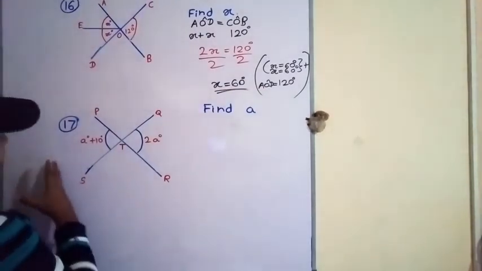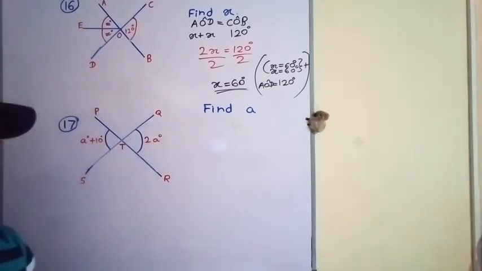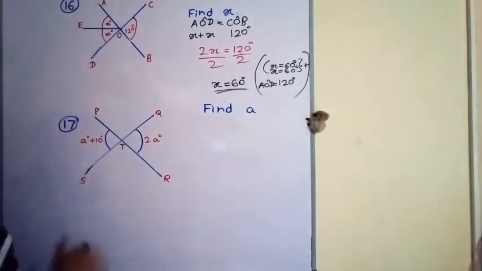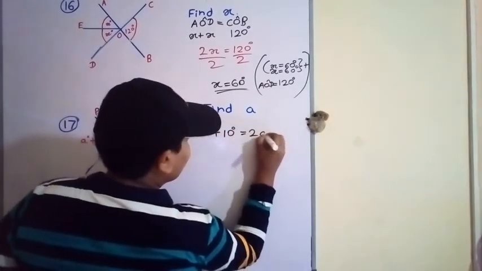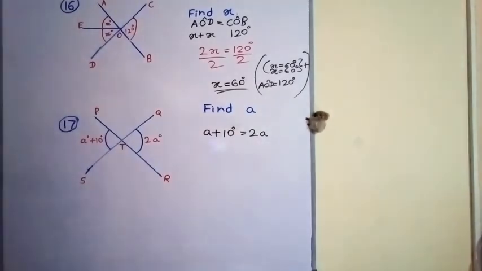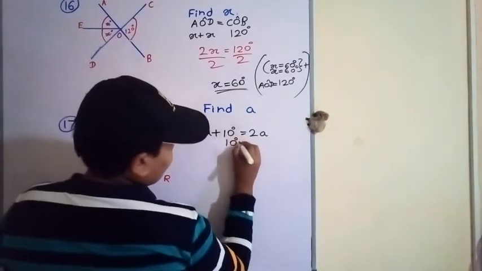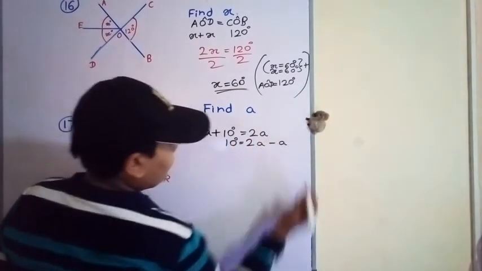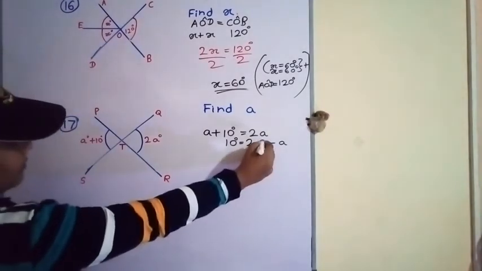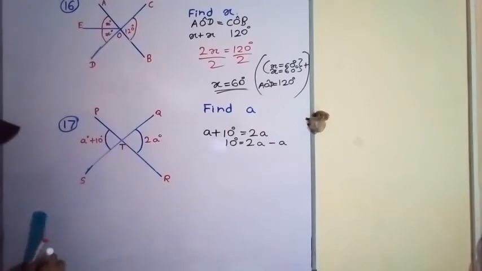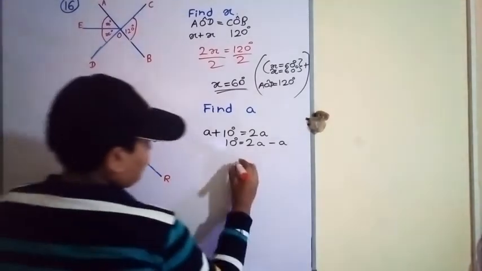In the 17th one, PTS, QTR, right? Now T is the vertex point, find A, right? Now you first want to write all the elements. Now A plus 10 degrees means 2A because they are vertical, right? Because all are vertical, you get 10, you want to subtract A from 2A. Now you cancel the A and you have the answer. A means 10.